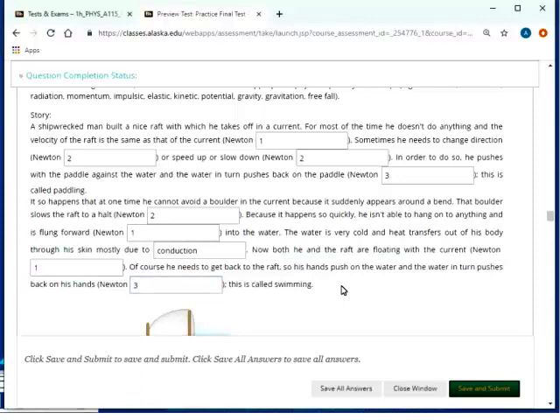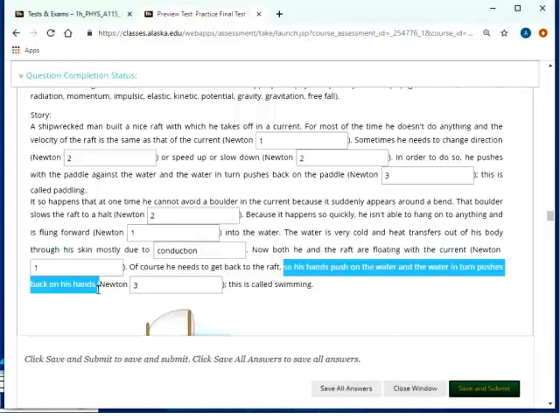Of course, somebody could say, well, as the hands push on the water, the hands are accelerating the body as well. Yeah, that's true, and then it would be Newton's second law, but that's not the way I worded it. I worded it very clearly, so his hands push on the water, and the water in turn pushes back on his hands. Therefore, I'm referring to Newton's third law.